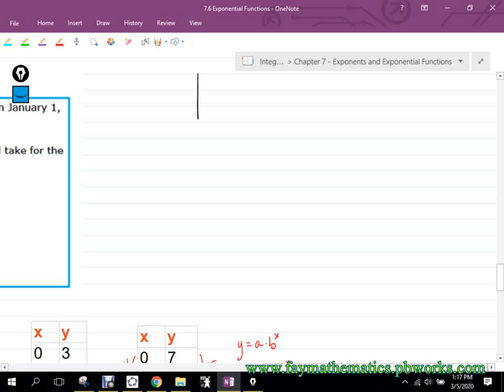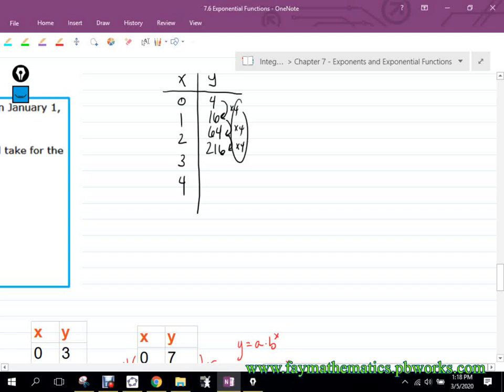Let's say that we get to the test and they give us this chart here. So I'm going to just put 0, 1, 2, 3, and 4. Don't write this down, but let's say I put 4 here, and then I put 16, and then I put 64, and then 216. You might be able to see, what am I multiplying 4 by to get 16? 4. What am I multiplying 16 by to get 64? 4. What am I multiplying 64 by to get 216? 4. So there's your common ratio, right?